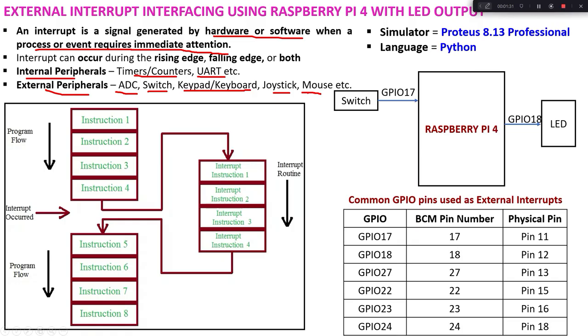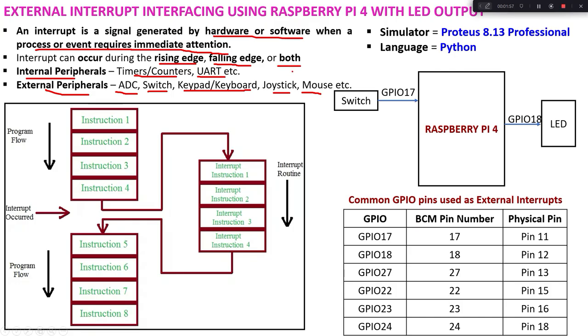This interrupt can occur during a rising edge, rising edge meaning from logic 0 to 3.3 volt, or it can be during a falling edge. Falling edge means 3.3 volt to 0. Or we can also use the interrupt functionality when we have both rising edge and falling edge. So what happens when an interrupt occurs?